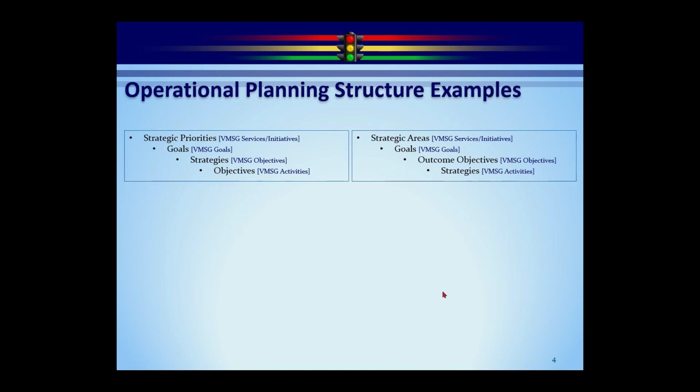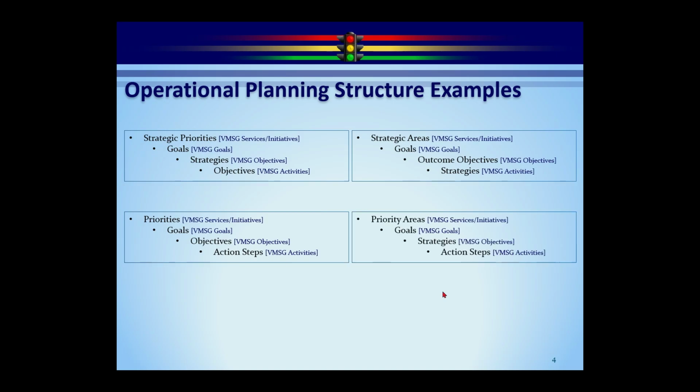Strategic areas, pretty good definition of the service or initiative. Goals, outcome objectives. I like that term because it's the outcome that we're trying to achieve, the SMART objective, if you will. And then strategies to get to the outcome objectives is pretty good. Priorities, goals, objectives, and action steps. Action steps is probably the most common term we see for activities. Priority areas, goals, strategies, again, kind of in the wrong place, I think, and action steps. Priorities, goals, objectives, and strategies, pretty good.